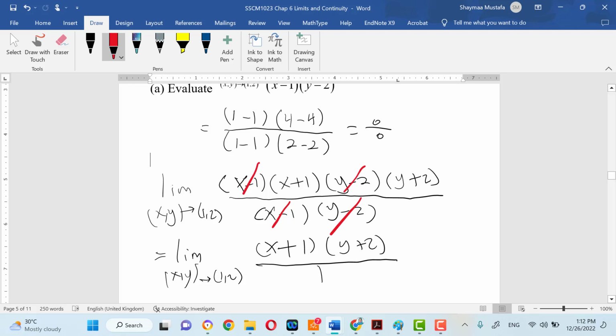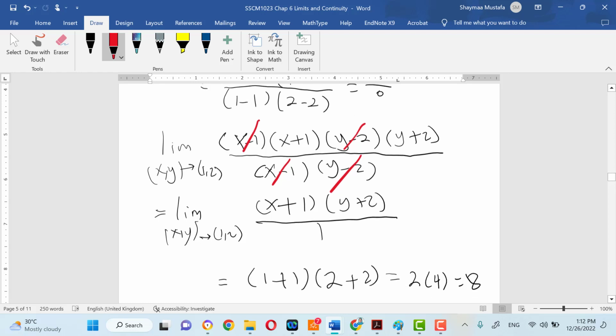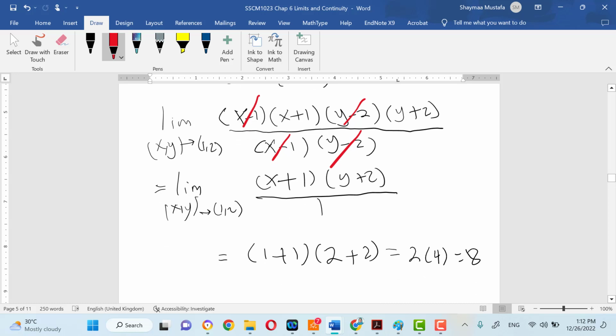Now we can go for direct substitution. When I put x equal to 1, we have 1 + 1, and when I put y equal to 2, we have 2 + 2. So 1 + 1 is 2, 2 + 2 is 4, and 2 times 4 is 8. So the limit is 8.